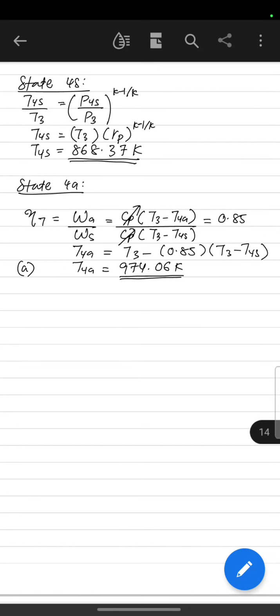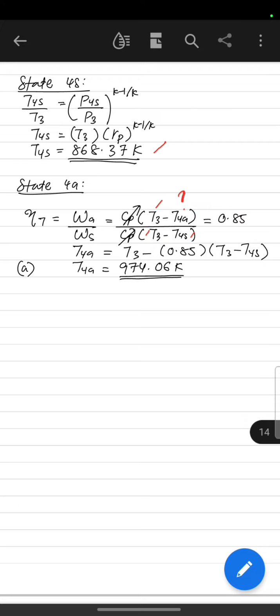Okay, so again, in solving for your problem, you have isentropic efficiency for your turbine as well, which gives you 0.85, right? So you make use of this isentropic efficiency at your turbine, which is the actual work divided by isentropic work. So you plug in all the values given. T3 is already given to you. T4S, you already have the value over here. So T4A is the one that you are trying to look for, right?